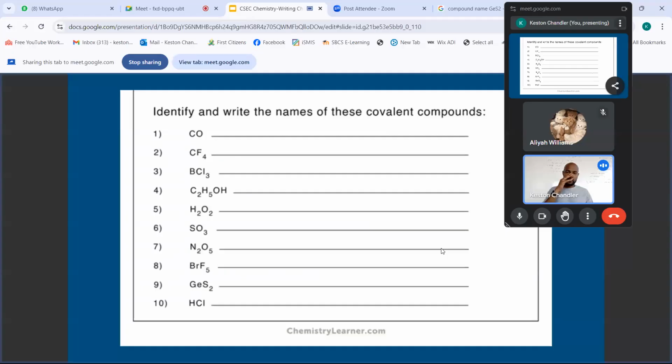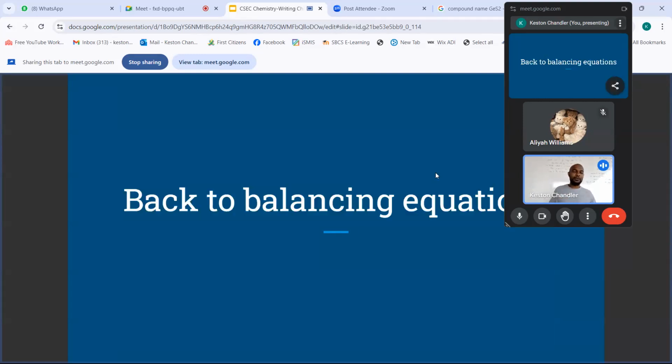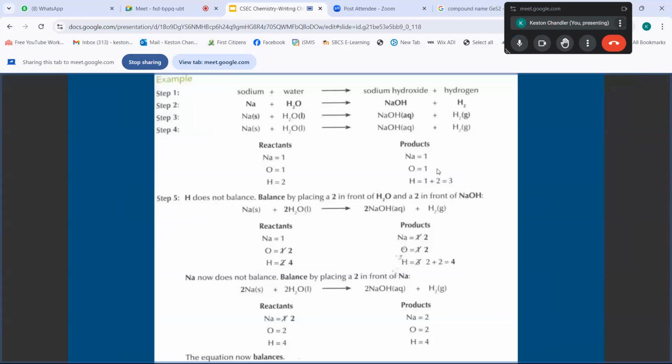Right. So we looked at covalent formulae, naming covalent compounds. Now we're going back to balancing our equations. Right? So we have some more examples to look at. Let's look at this one. We have sodium reacting with water. Now we said the first step we would usually have in words, right? So we have sodium plus water to give us sodium hydroxide and hydrogen.